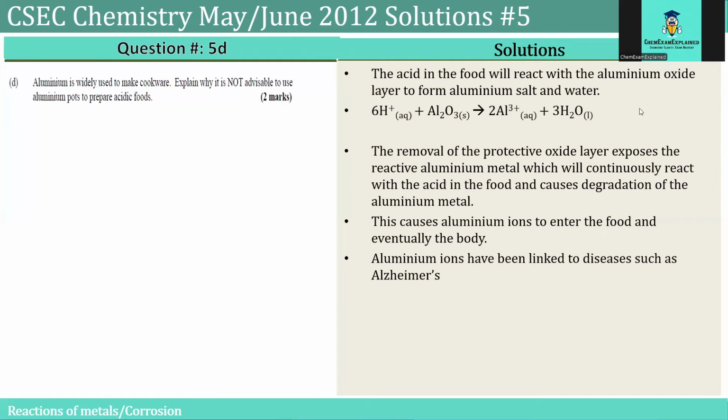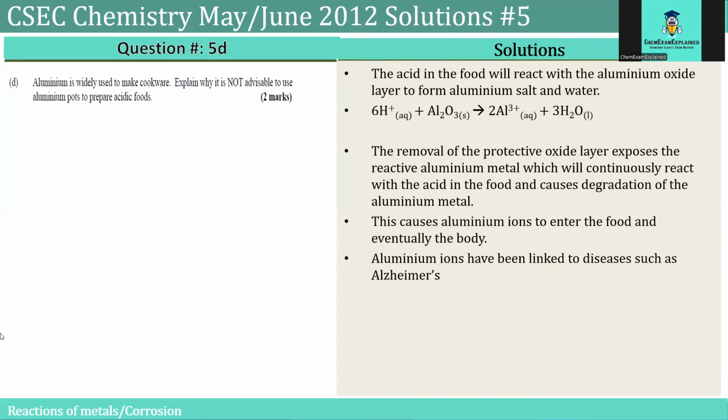So the equation is H plus representing the acid reacting with the aluminum oxide to form the aluminum salt and water. The removal of the protective oxide layer exposes the reactive aluminum metal, which will continuously react with the acid in the food and causes degradation of the aluminum metal. This causes aluminum ions to enter the food and eventually the body. Aluminum ions have been linked to diseases such as Alzheimer's.